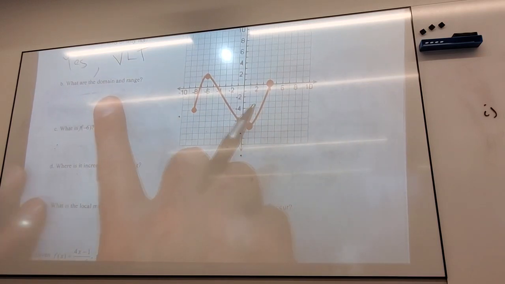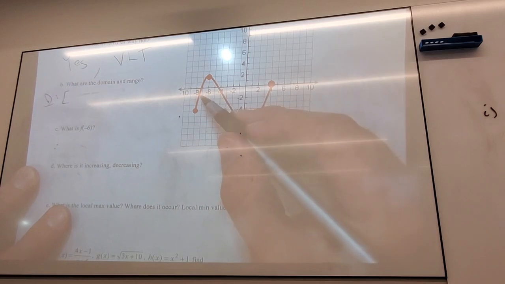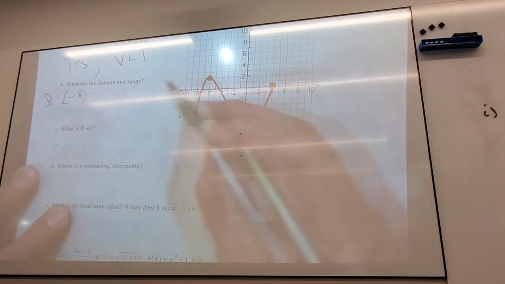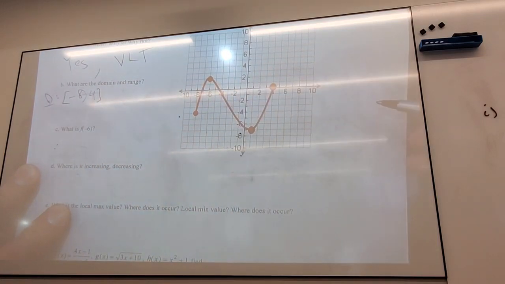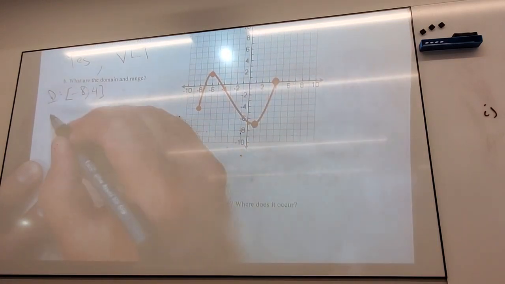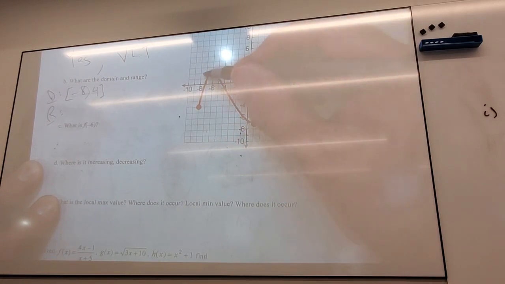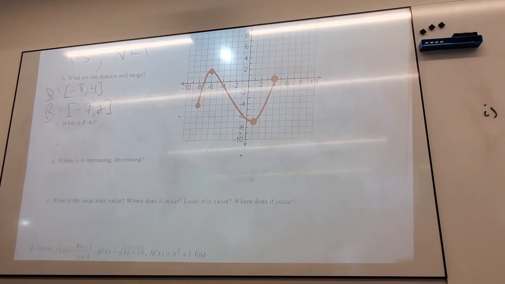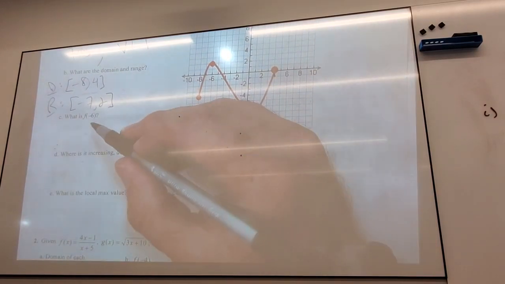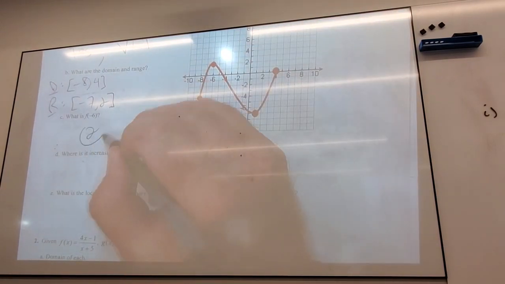Okay. Domain, negative 8 up to 4. And there's no open circles or anything, so there's nothing to throw out. Range, negative 7 to 2. Lowest output, highest output. Somebody else tell me what's f of negative 6? 2. That's where they put the point.